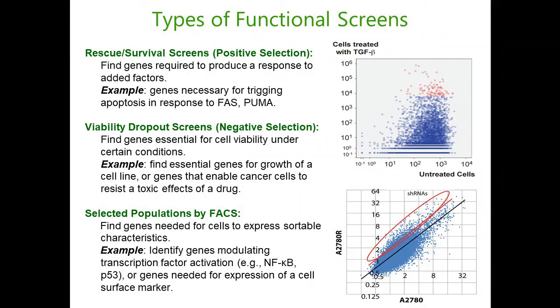This can also be done with a FACS type of screening too, where you're sorting populations of cells and looking for ones that are overrepresented by expression of a particular reporter, or activation or deactivation of a particular pathway.